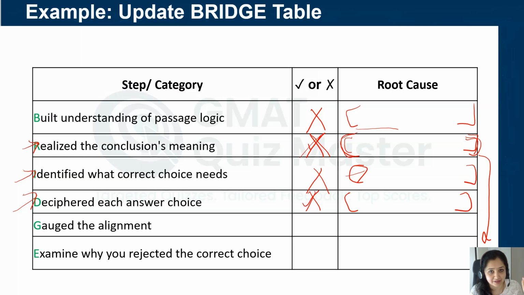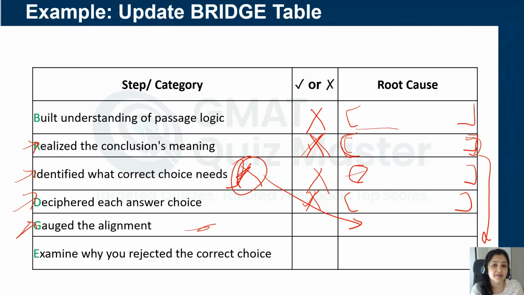Mention the exact reason here. Then the next step, gauge the alignment. So if your understanding of choice C was correct, did you gauge the alignment? Maybe yes, you tried to match it with what the correct answer choice needs to convey, but because your understanding here itself faltered, this step did not help. So, this would be the root cause. I tried to align it with what the correct answer choice should say, but that understanding itself was incorrect because my understanding of the conclusion was incorrect. So, that is how the understanding of the conclusion is the main culprit here in this example.